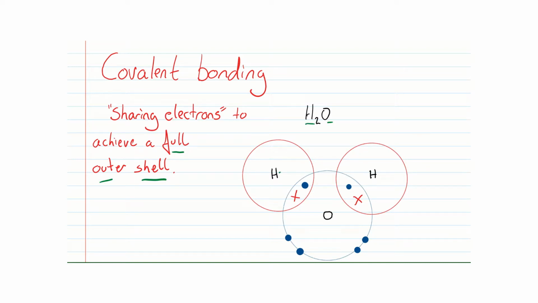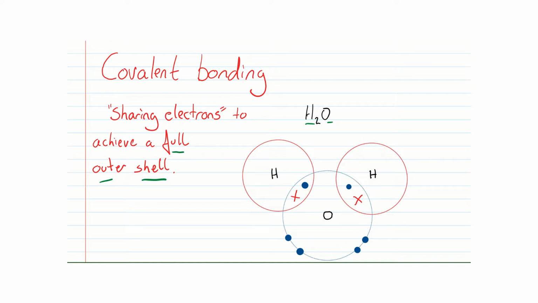So here we have two hydrogens and one oxygen, and to show what's happening with the electrons in the outer shell of each, I've drawn a red cross for the hydrogen electron, and I've done blue dots for the oxygen's electrons. Oxygen has 6 electrons. It would really like to borrow 2. Hydrogen has 1 electron and would really like to borrow another electron.